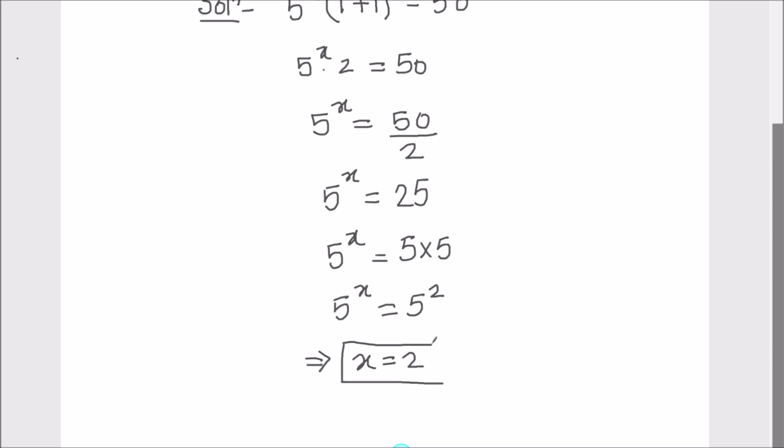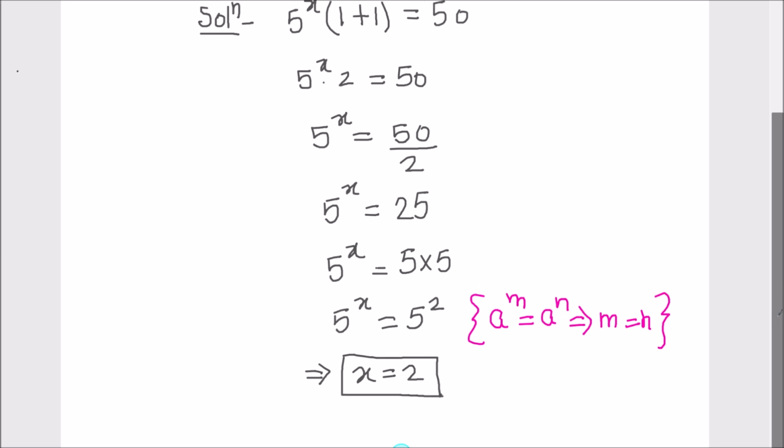So here we have used the law of exponents, which says if a raised to power m equals a raised to power n, then m equals n. Here we see that the bases are the same, so the exponents will also be the same. So here we have the bases as 5 and 5, so x will be equal to 2. So this is how we solve these kind of problems.